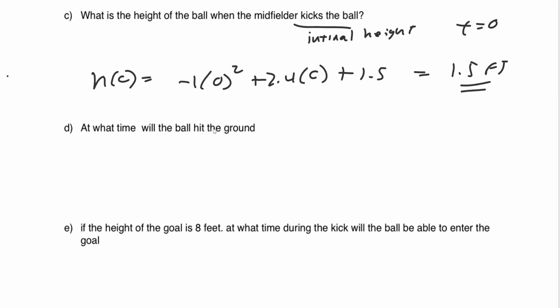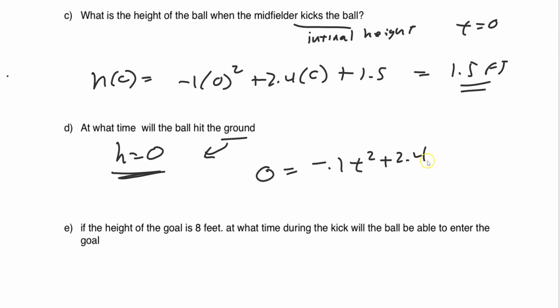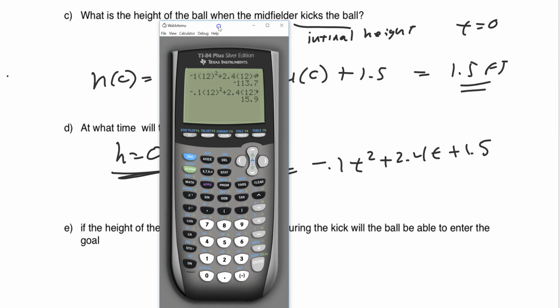And then D, at what time will the ball hit the ground? I want to know when the height is 0, right? Not time, the height is 0. So I'm going to set my equation equal to 0. Now there are lots of ways to solve this. I can use the quadratic formula. I can use completing the square, which would be ugly. Probably the best way to do this is honestly just graph it. Just use your calculator. It's all ugly in decimals.